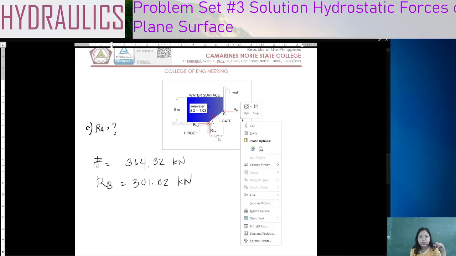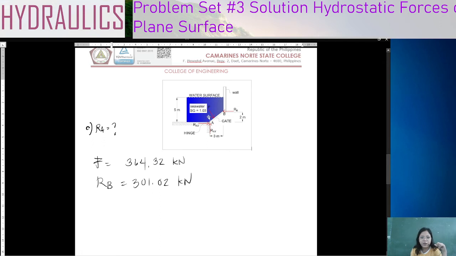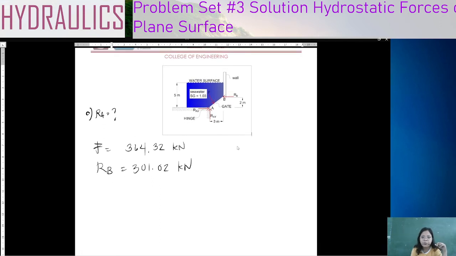How do we do that now? We did a summation of moment to get RB. Now, using also equilibrium of forces, the summation of forces along X, and the summation of forces along Y, because we have vertical components. So, we need to find RAX and RAY. Once we have RAX and RAY, we will make them a resultant force. So, the resultant force is the square root of RAX squared plus RAY squared.